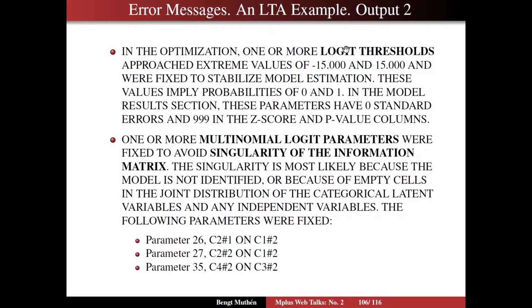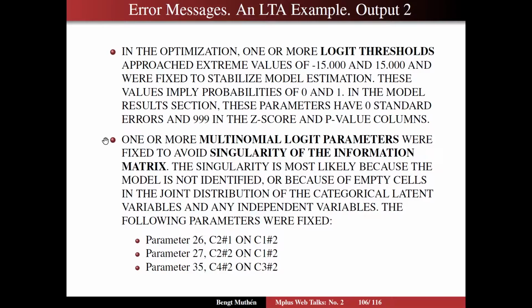First one has to do with loaded thresholds that approached extreme values and were fixed. These values imply probabilities of 0 and 1. In the model results section, we note this by having 0 standard errors and 999 in the z-score and p-value columns. We're going to take a look at details of how this happens.